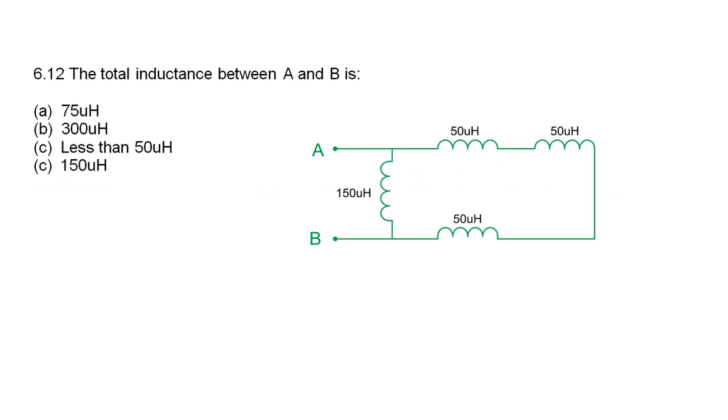Question 6.12, the total inductance between A and B. Well, here we've got a series parallel circuit. We've got 350 microhenry inductors in series, and that series combination is in parallel with the 150 microhenry inductor. So we can reduce the series circuit by adding them up. 3 times 150. The series circuit has a total inductance of 150 microhenries. So if you replace these 3 inductors with one inductor of 150 microhenries, you then end up with 150 microhenries in parallel with 150 microhenries. The value of one inductance divided by how many inductors there are, the answer will be 75 microhenries. I hope you understand that.